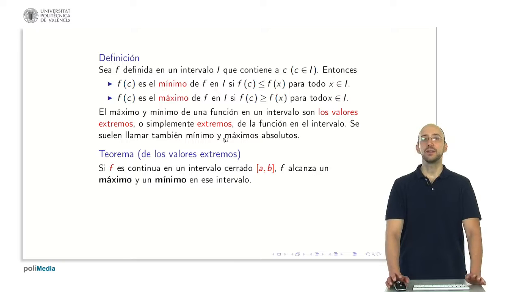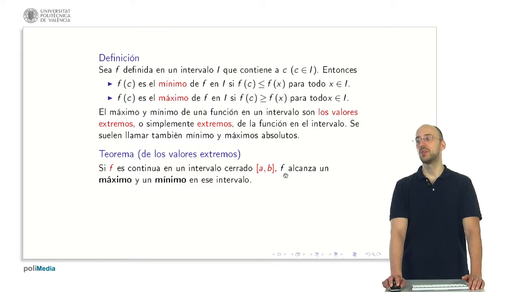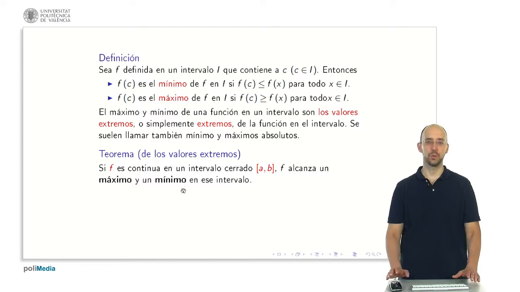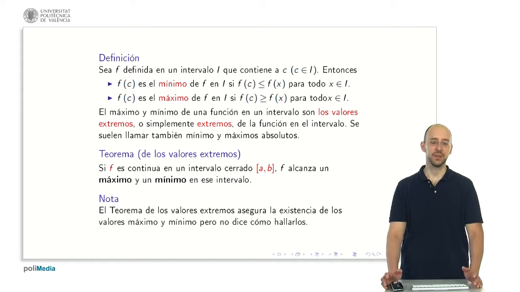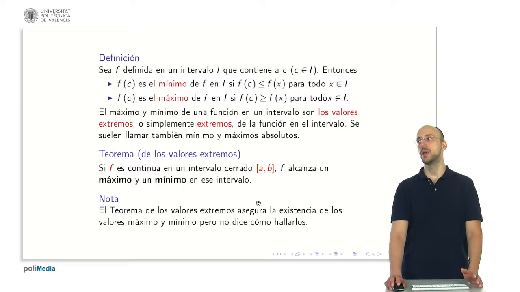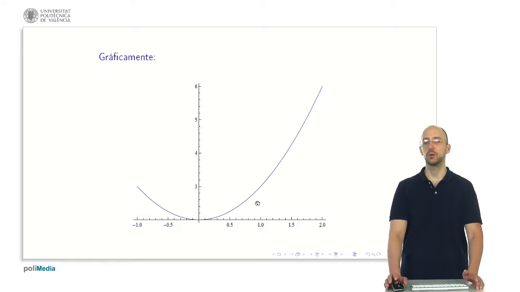Key theorem. The extreme value theorem states that if a function is continuous on a closed interval from a to b, then the function f reaches either a maximum or minimum value within that interval. Keep in mind that a function is considered continuous when it can be graphically represented without the pen leaving the paper. A note: what this theorem gives us is the existence of the maximum and minimum. It guarantees their existence, but does not tell us how to calculate it or where it is.